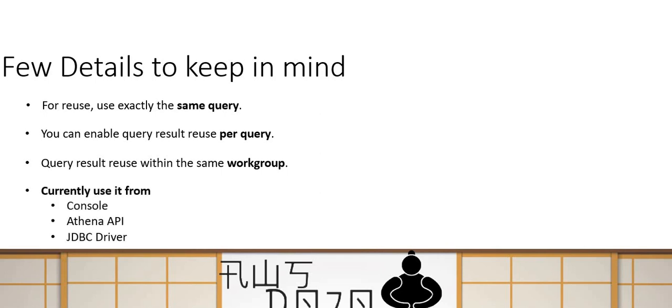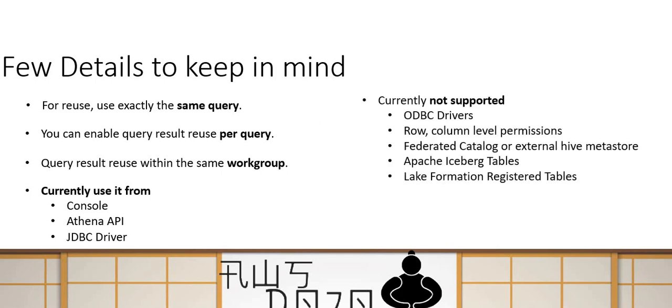Now currently, query reuse can be used from the console, which I'm actually going to show you today in the demo. It can be used with the Athena APIs. I will show you a reference to the APIs as well, but I'm not going to run the API; I'll show you what parameter you can pass in the API to enable query reuse. And then you can also use the JDBC driver. So these three approaches are currently supported.